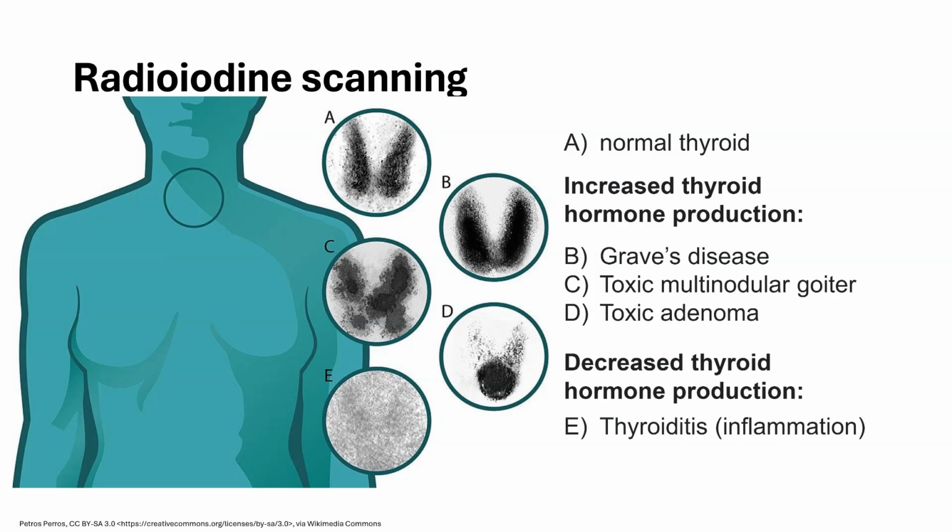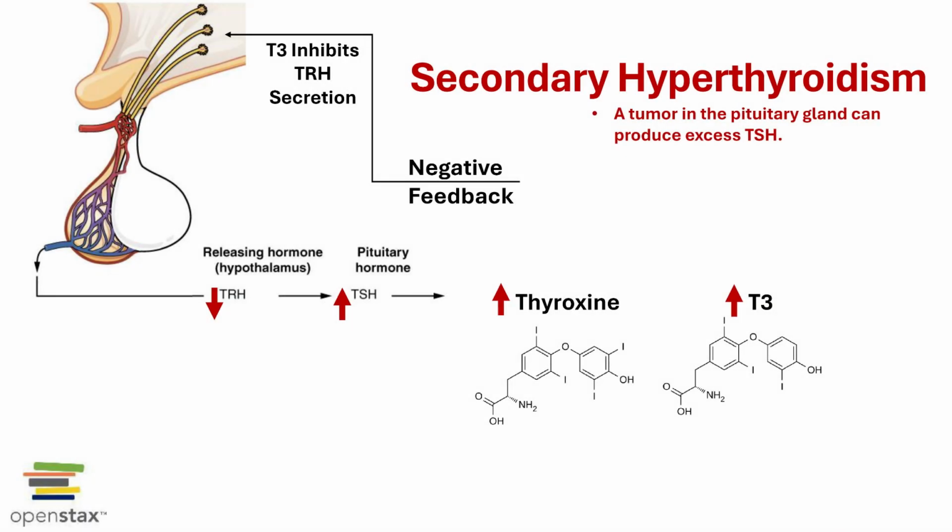Inflammation of the thyroid gland, known as thyroiditis, can stimulate the release of thyroid hormones, leading to hyperthyroidism. However, thyroiditis decreases production of thyroid hormones, so it may progress to Hashimoto's disease. While TSH levels are usually suppressed in hyperthyroidism, secondary hyperthyroidism is a rare condition that occurs when a tumor forms in the pituitary gland, producing excess TSH. Although negative feedback inhibits TRH secretion, the tumor continues to produce elevated TSH, causing hyperthyroidism.